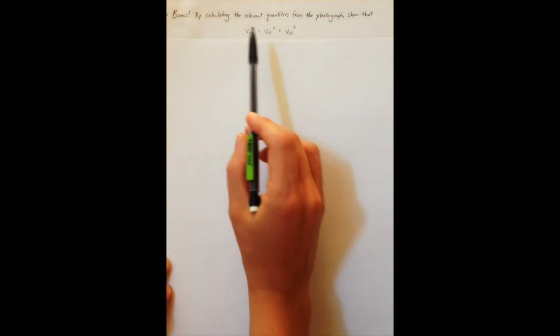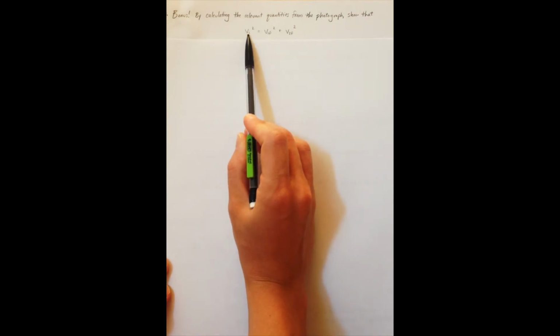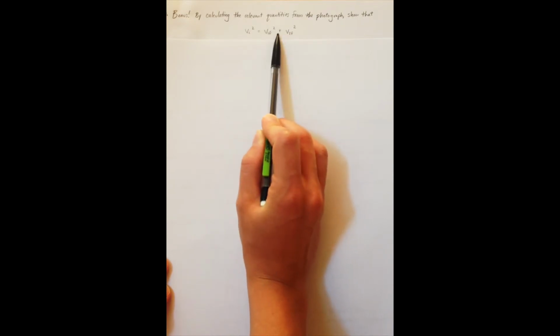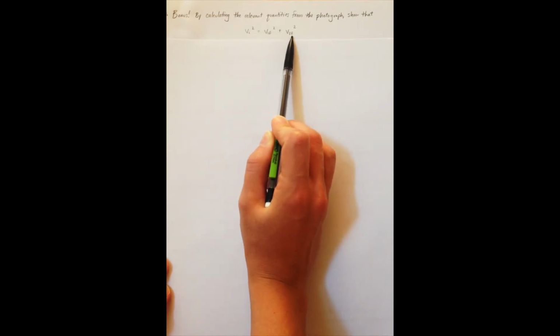In the bonus of this question, we were asked to calculate the relevant quantities from the photograph and prove that the magnitude of v sub 1i squared is equal to the magnitude of v1f squared plus the magnitude of v2f squared.